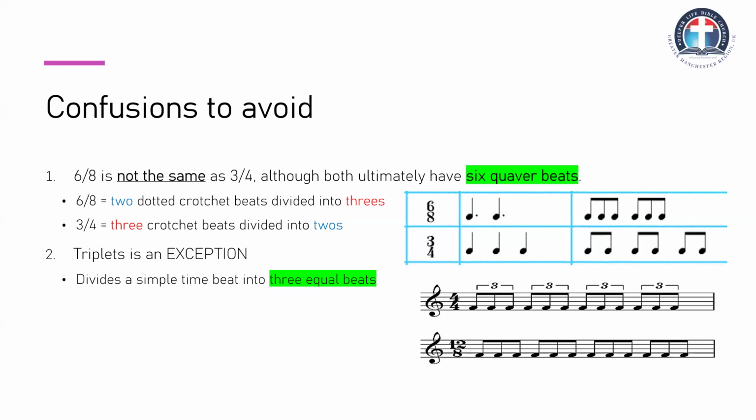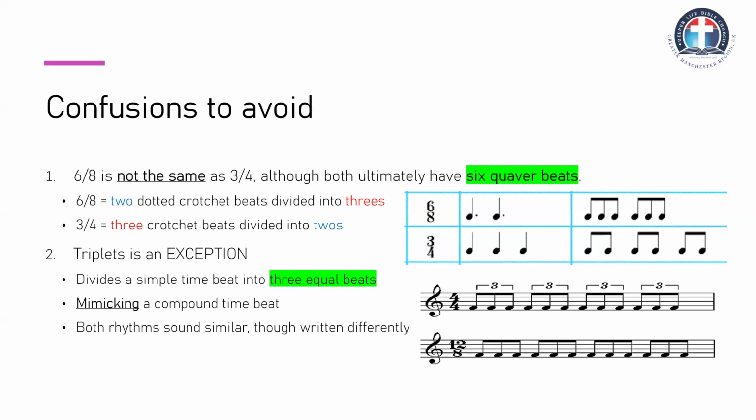That doesn't mean that it's compound time. It's still simple time, but the triplet makes it sound like a compound time. So when you add a triplet to a simple time signature, it makes the simple time signature sound like the compound time beat. That is what I talk about, mimicking a compound time beat.